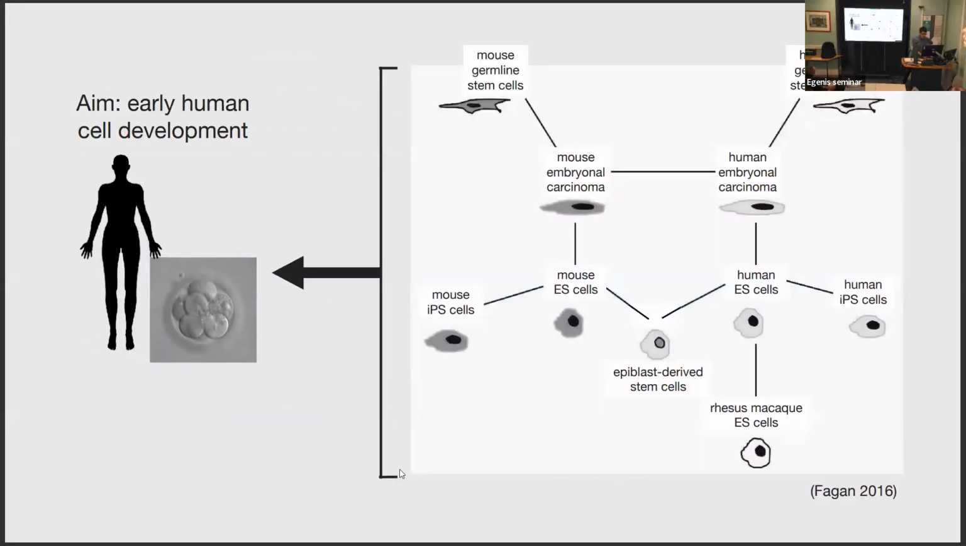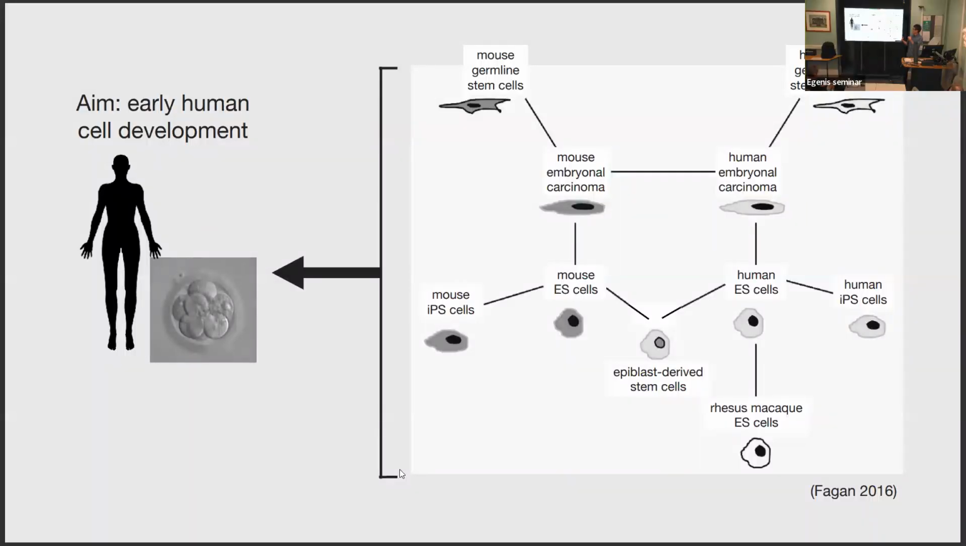And Melinda Fagan, the philosopher of stem cell biology, points out that there are many different stem cell lines, and they work together to represent a specific target, which is early human cell development. I don't have enough time to explain this diagram in detail, but the basic idea is, before embryonic stem cells were established for humans and mice, cancer-derived stem cells were used as models of embryonic development. But in 1981, mouse embryonic stem cells were established, and then in 1998, I think, human embryonic stem cells were established. And then iPS cells came in 2006 and 2007.